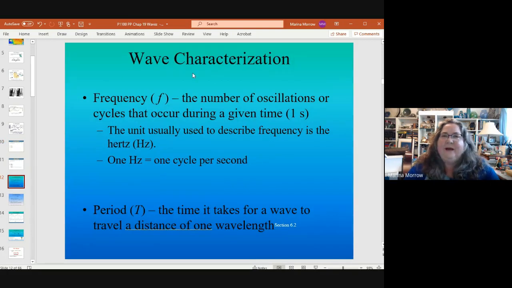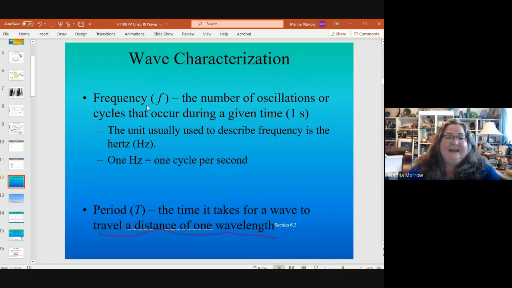Okay, so another way that we talk about waves is we talk about frequency and period. So we've already talked about period. That's the time it takes for a complete cycle of a wave, or for it to travel a distance of one wavelength. So to go one wavelength, if it's a 3-second period, that's between peak to peak, then that means it takes 3 seconds for the wave to travel one wavelength in that time.